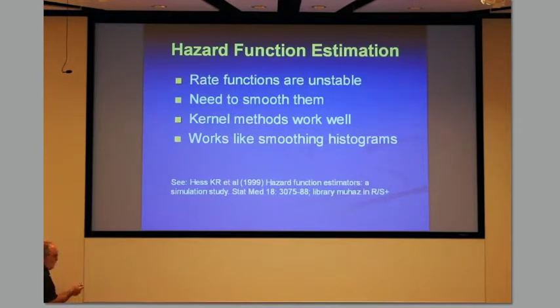Okay, so in R we have a library called muhaz for estimating the hazard function. And it works just like smoothing histograms, so you saw that histogram. The idea is that you smooth over that. So you have all these points in time and you just squish all that stuff together. And we have these fancy methods to do that squishing for you.